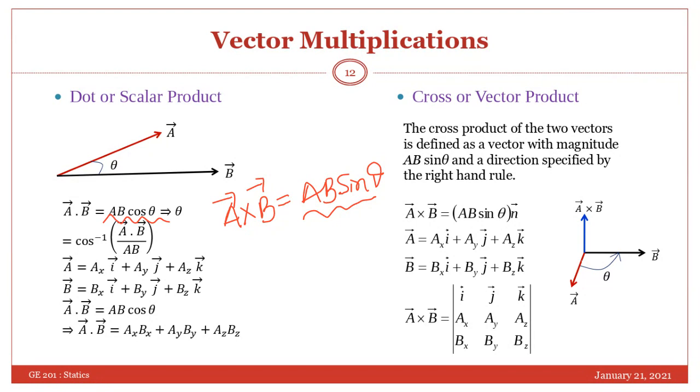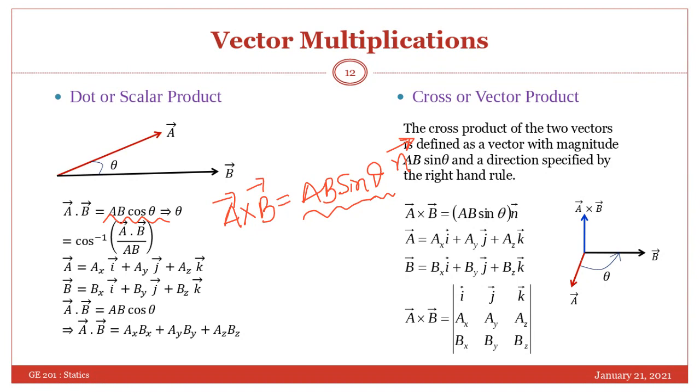Now you have to show this as a vector. So can anyone help me: how to show a magnitude as a vector? In the morning class we discussed. We multiply by the unit vector. Very good. If you have a magnitude and you want to convert it into a vector, you just have to multiply by the unit vector of the direction. So the unit vector of the direction, I'm writing vector n. Okay. So this is the unit vector of the direction.